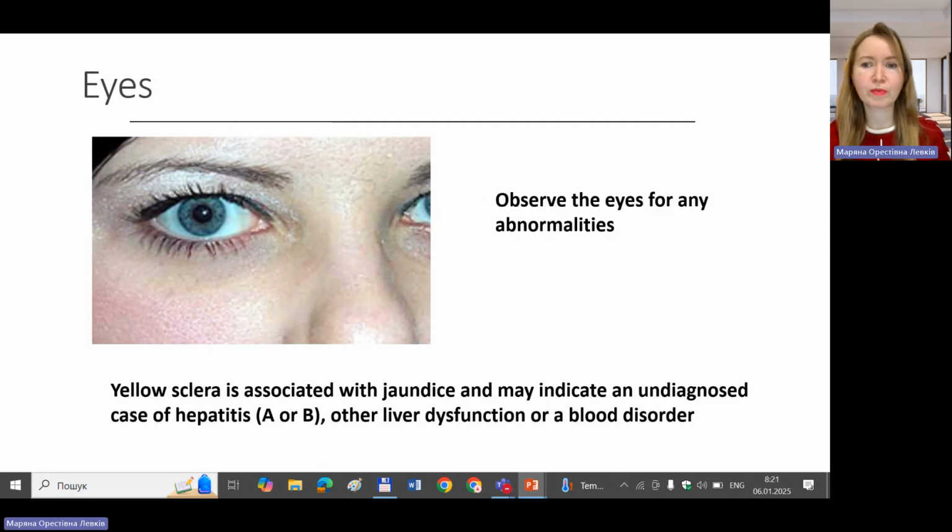The next thing to be observed is the eyes. Observe the eyes for any abnormalities. Yellow sclera is associated with jaundice and may indicate an undiagnosed case of hepatitis A or B, other liver dysfunction, or a blood disorder.